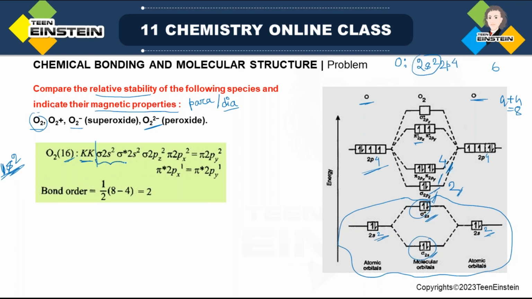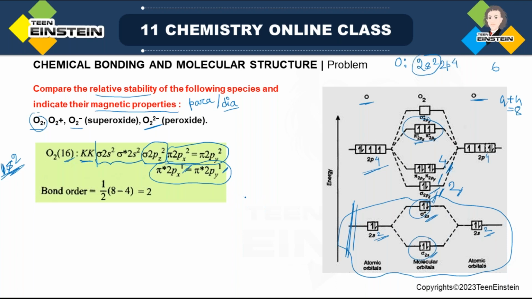And even if you do not consider this sigma 2s2, sigma star 2s2, I mean this part, then also it is fine. Then sigma 2pz2, just compare with this diagram. Then pi 2px2 and pi 2py2, and there is an equal to sign because these two are degenerate. And then we have pi star 2px, pi star 2py. So if you write it this way, then also you can see there are two unpaired electrons.